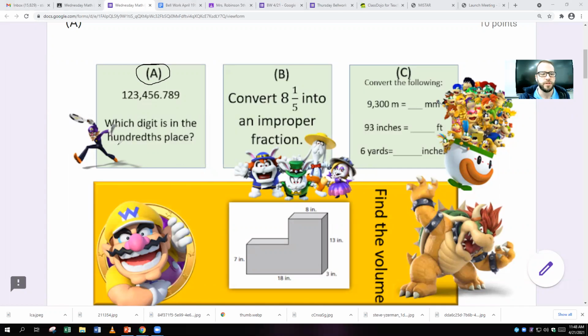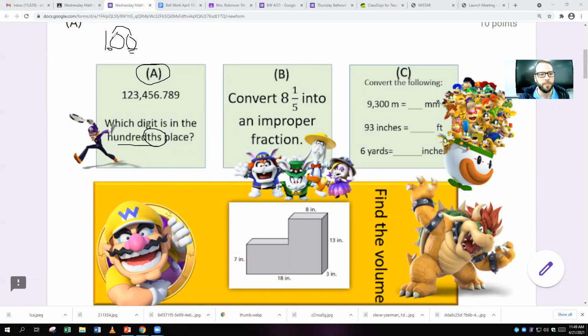Let's find the hundredths place. We do know it ends in a THS. That means it's smaller than one. Hundredths means it takes 100 of them to make a whole. Remember, if you ever get confused on where that is, you can write your 100 down and then put a decimal after the one. 1.00 shows us that the hundredths place is right here.